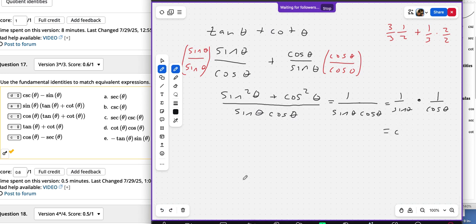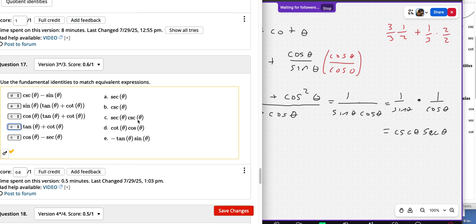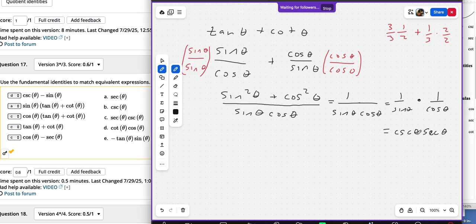Oops, and then I start writing cosine, cosecant. And cosine is secant back on that sheet. And there it is, so secant theta, cosecant theta. That's what we got for this one. So that means this one would be cosecant theta. This one is C.